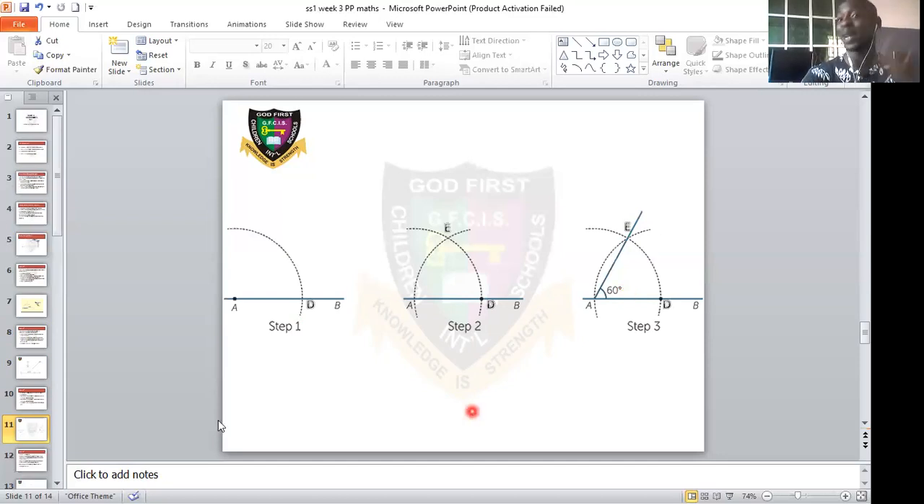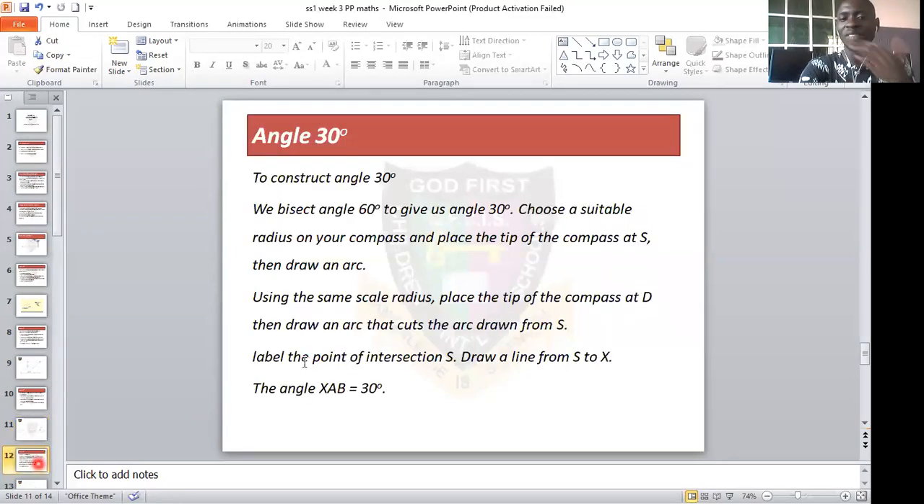So we'll go to the next one, bisection of angle 60 to give us 30. It is as easy as that of 45 from 90. So we just bisect angle 60 to give us what? Angle 30. So let me read the procedures to you. To construct angle 30, we bisect angle 60 to give us 30.